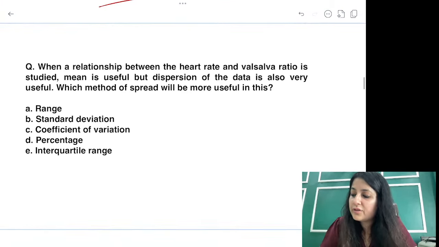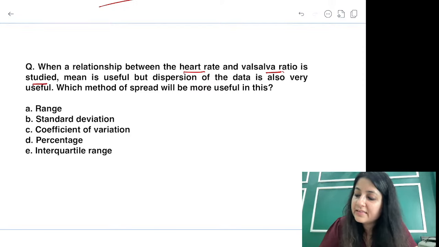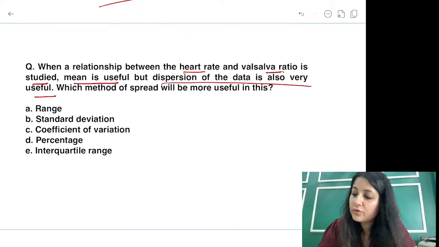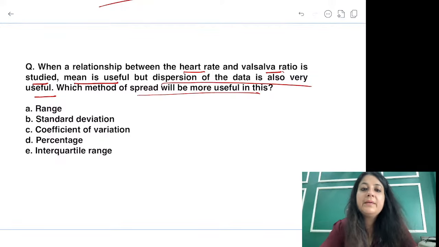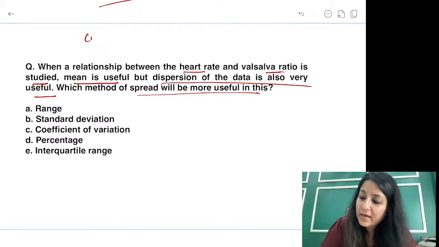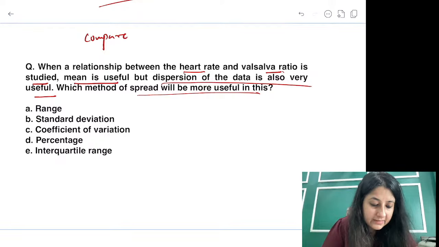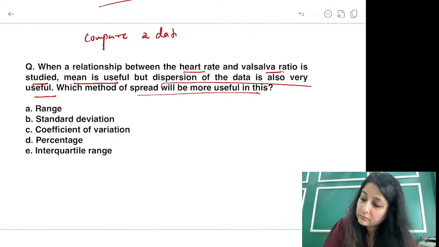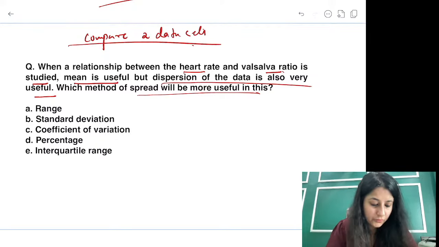When a relationship between heart rate and Valsalva ratio is studied, mean is useful, but dispersion of data is also useful. Which method will be more useful? Now you have to compare two data sets. So when you have to compare two data sets, which one would you like to use?